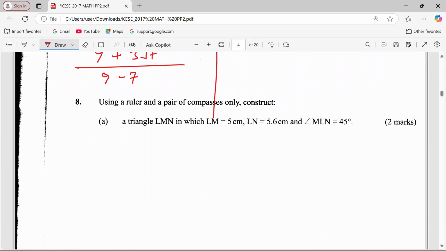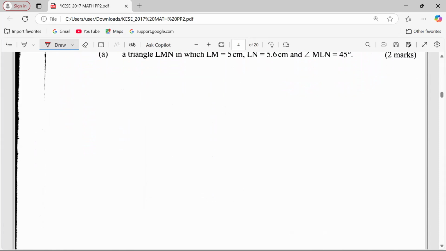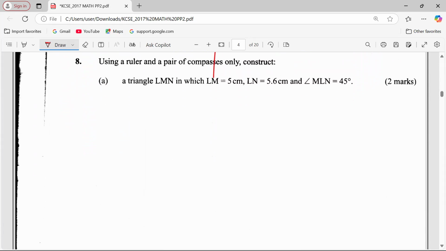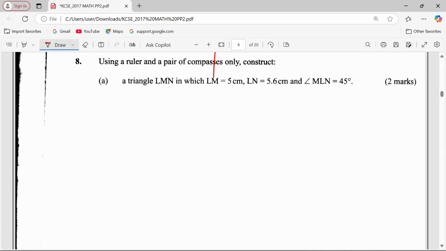Using a ruler and a pair of compasses only, construct part A, triangle LMN, such that LM is 5 centimeters. So we want to draw a straight line which is equivalent to 5 centimeters. Measure 5 centimeters here.